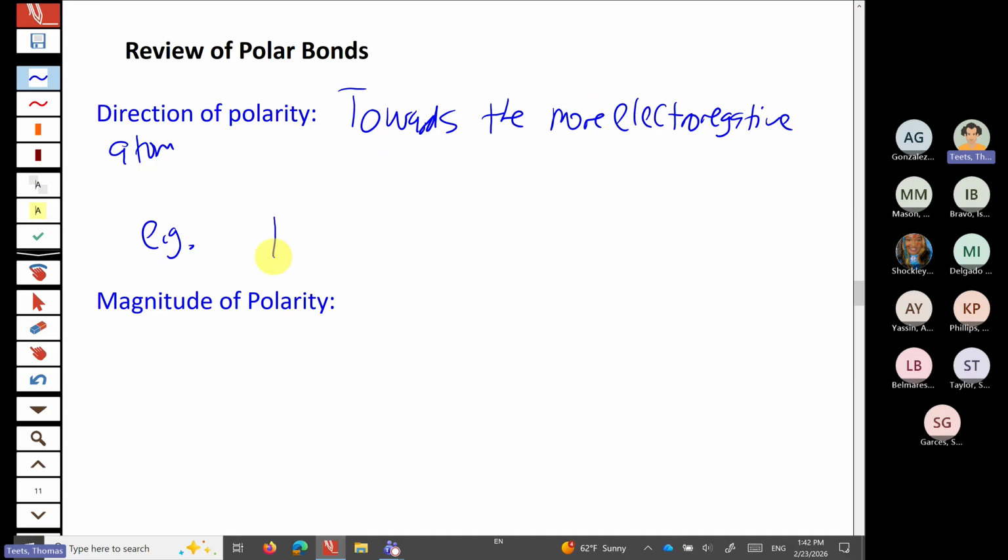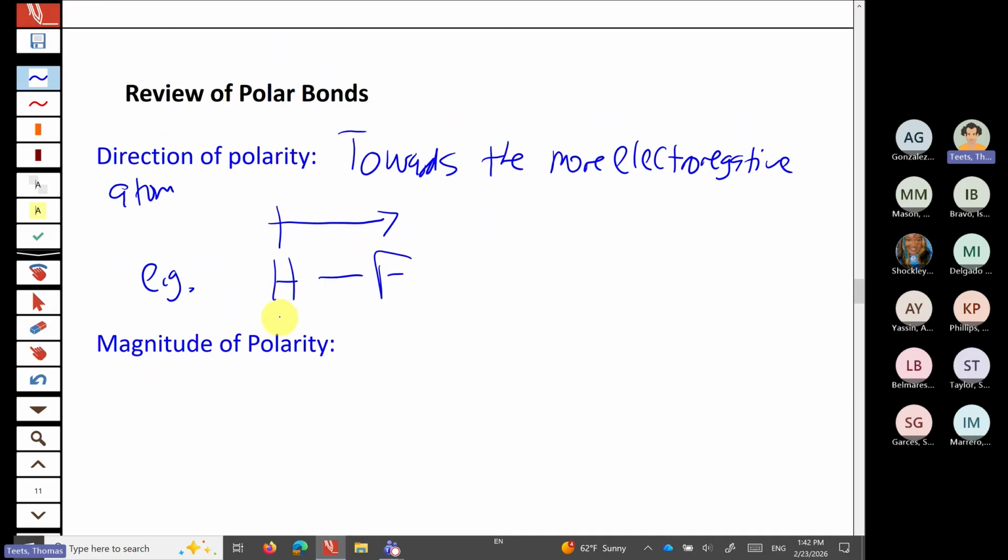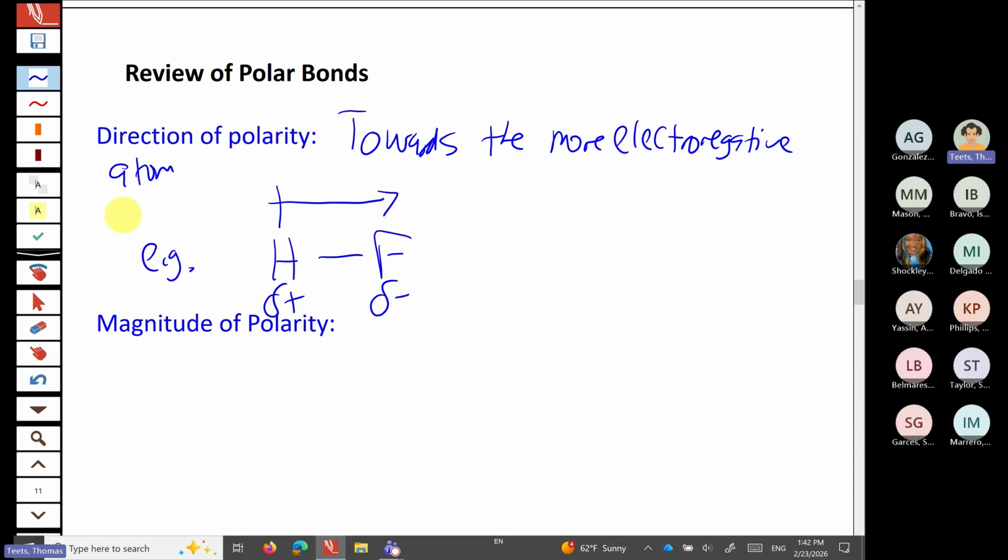So for example, we gave this one before. If you have an HF bond, fluorine is very electronegative, hydrogen not as much. So you would have a dipole that's pointed towards fluorine, which can be indicated here as a vector arrow pointing towards the more electronegative atom. A slightly more intuitive way to do it from the chemistry standpoint is just with partial plus, partial minus charges, again indicating that this is not an ionic bond. The electrons are still shared, but more of that electron density is slanted towards the fluorine. That's what it means for a bond to be polar, and how polar the bond is depends on the difference in electronegativity.